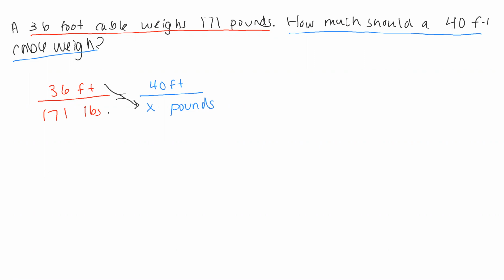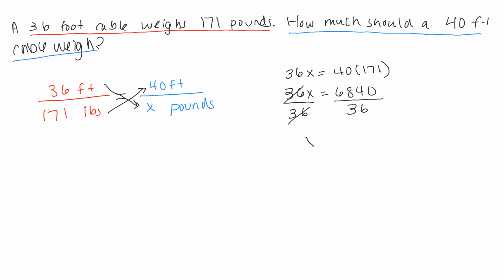So I cross multiply. So I'm going to get 36 times X equals 40 times 171. 40 times 171 is 6,840. We've got our equation. We need to get X alone. To get X alone, we undo what has happened to it. So since it was multiplied by 36, the opposite of multiplication in math is division. So we're going to divide both sides by 36. That maintains the equality. On the left, the 36's cancel, leaving me with just a single X. And then on the right, 6,840 divided by 36 is 190.